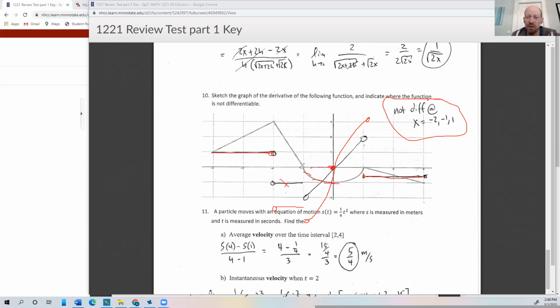So if you get some weird function that's sort of messing with your head for whatever reason, just go ahead and pick a couple points on it, estimate the value of the slope, and plot those points. And then you can just connect those, and that's going to be a good graph of what your derivative is.